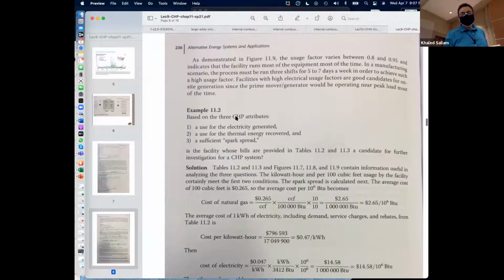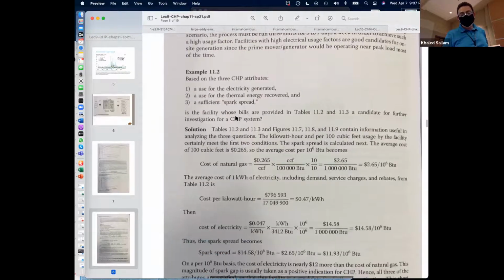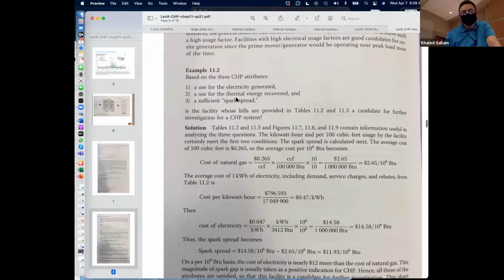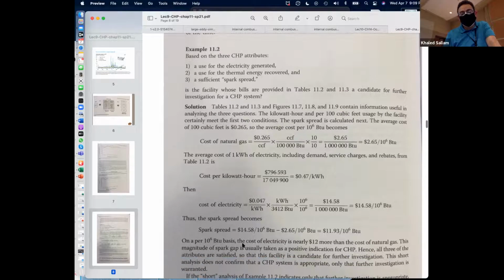Okay. So he's calculating the cost of the natural gas, the cost of the kilowatt hour, and after that he calculates the spark spread. This example is just for you to learn how to calculate the spark spread.